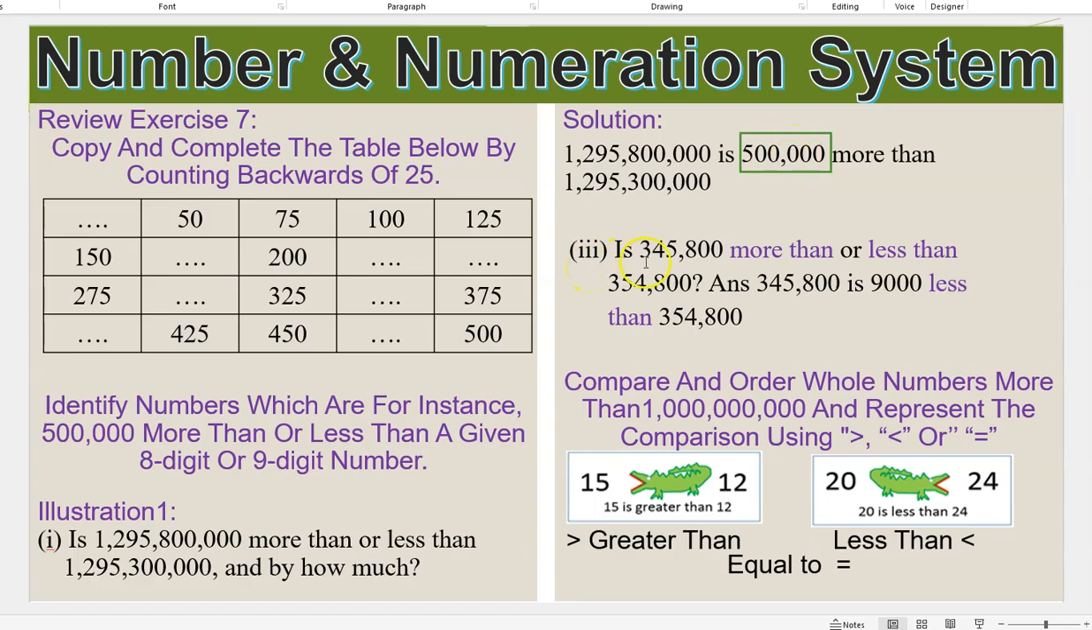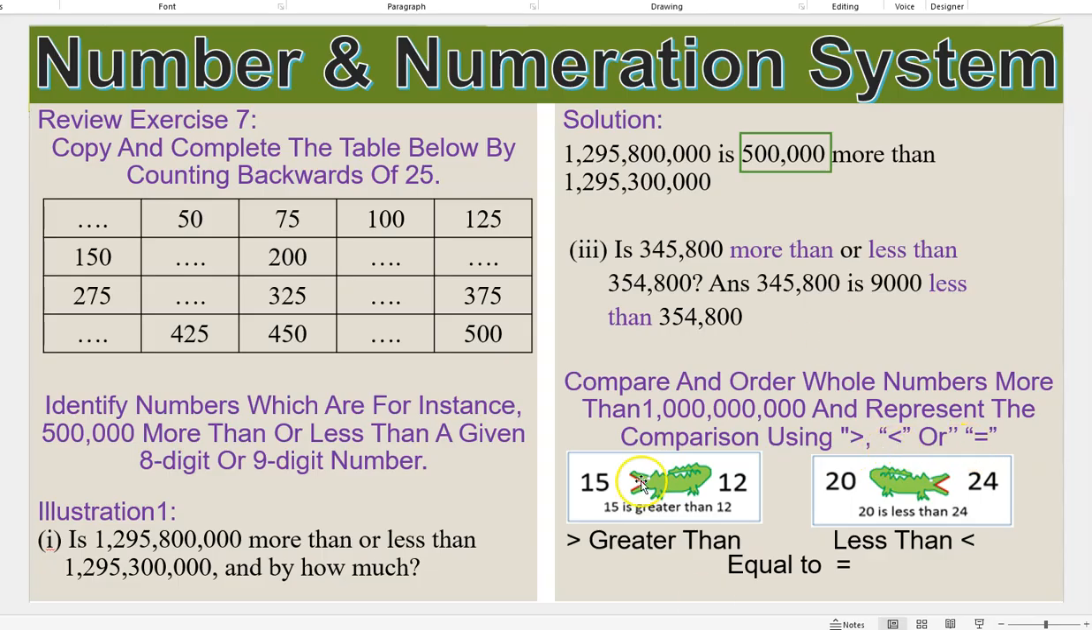Next question we have is 345,800 more than or less than 354,800, and the answer is 345,800 is 9,000 less than 354,800. We have arrived at the answer by subtracting 345,800 from 354,800. Compare and order whole numbers more than 1 billion and represent the comparison using greater than, less than, or equal to.